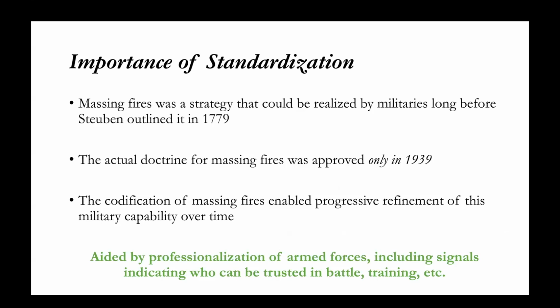Massing fires was a strategy that could be realized by militaries long before Steuben codified this doctrine in 1779. The actual doctrine for massing fires was only approved in the US as what to do in 1939. There was a long period where people were doing this anyway, before and after. But the codification enabled progressive refinement of the military capability over time. It was aided by professionalization of armed forces, including signals indicating who can be trusted in battle, training, etc.